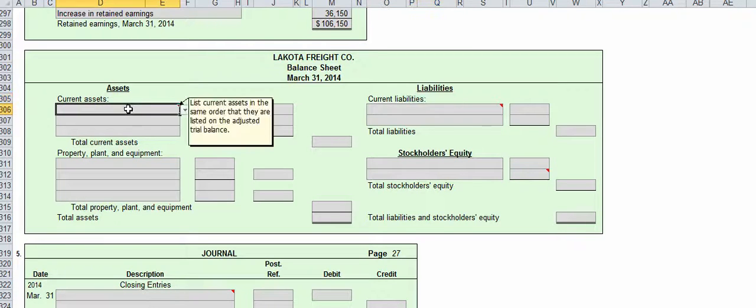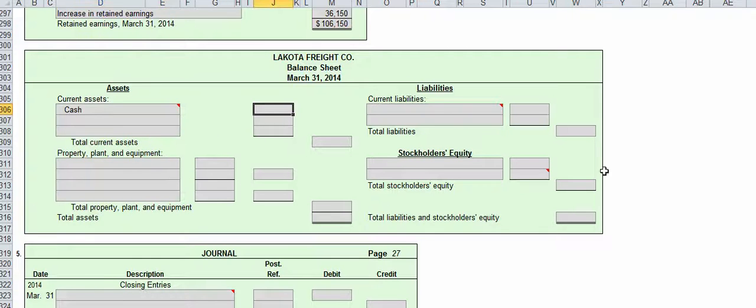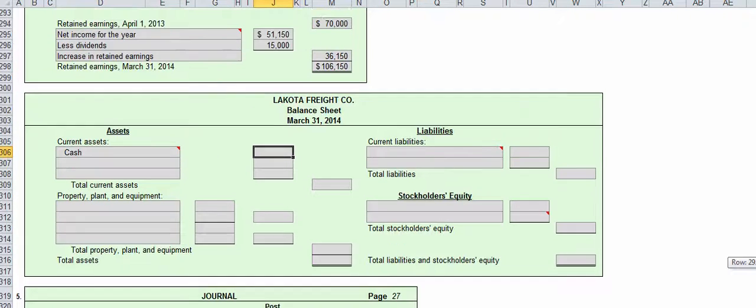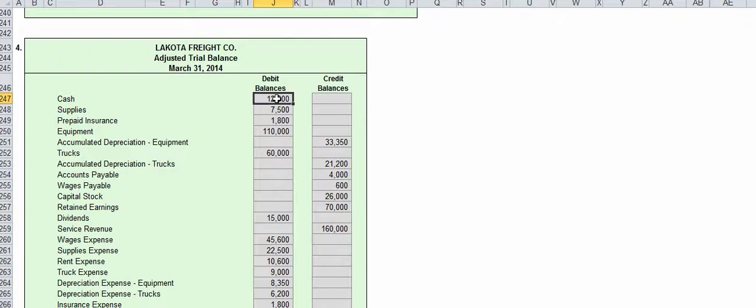Okay, so let's start with current assets. Remember, I said they include cash and any other asset that we expect to use or convert to cash within 1 year. So cash will definitely be included. We'll list them in order of liquidity, or the easiest to convert to cash first. So cash would be listed first. Now let's go back up to the adjusted trial balance and pick up its balance. Cash is a balance of $12,000.